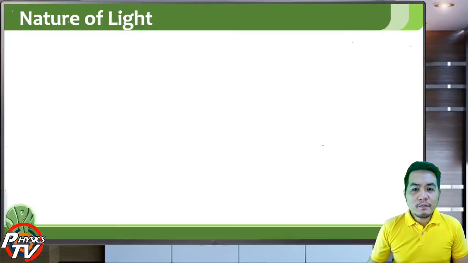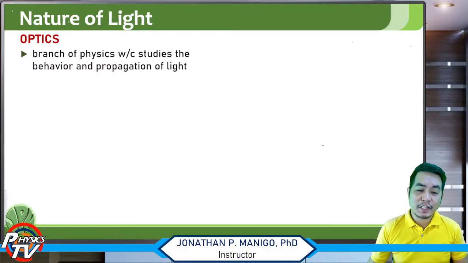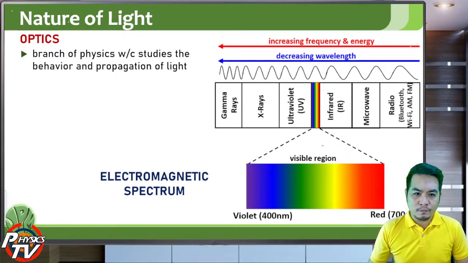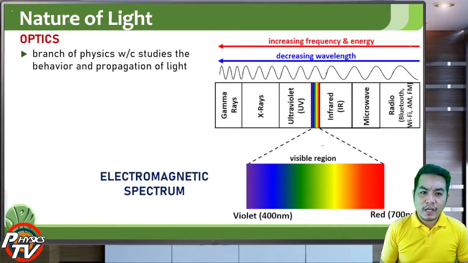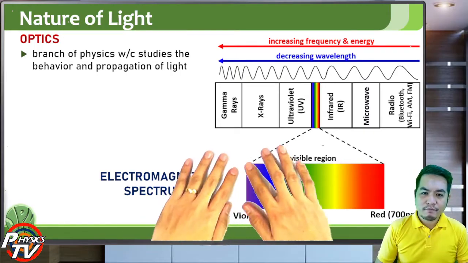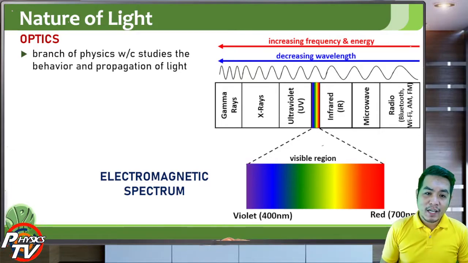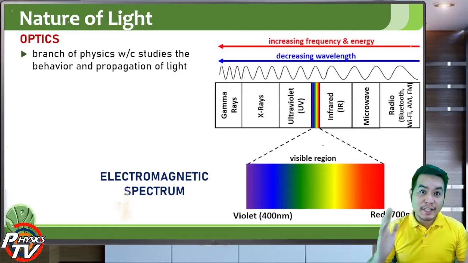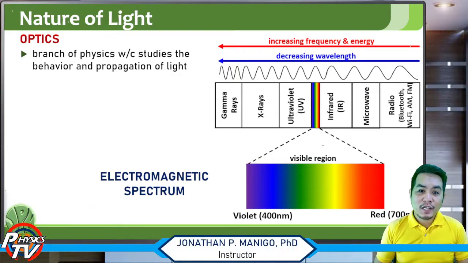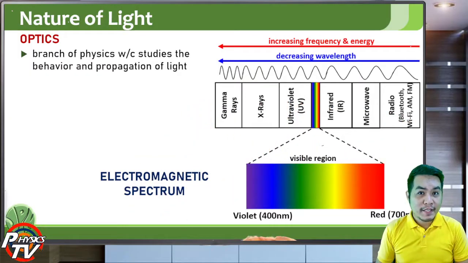So the study of light is basically optics. It's a branch of physics which studies the behavior and the propagation of light. Before we study optics, which is the last chapter of this course, let's first take a look at the spectrum of light. So light is an electromagnetic wave. It's electromagnetic radiation. And the light that we can see, the white light and the colors, are just a very tiny part of this whole spectrum.